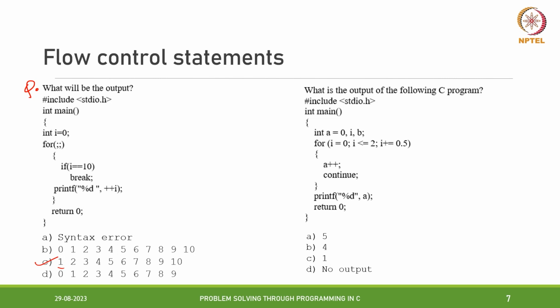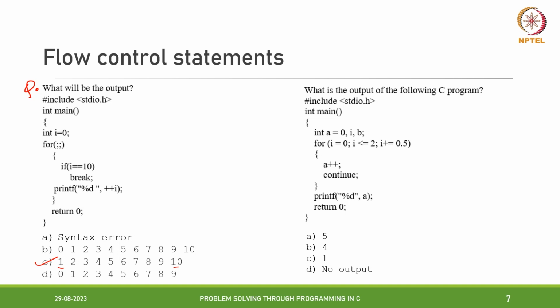And when it reaches the ninth loop, i will be 9, and it will still not execute the break. It will increment and i will become 10. When it comes to the next loop, i equals 10, it will just break out of this for statement. So it will have only printing till 10. So 1 to 10 will be the output here.